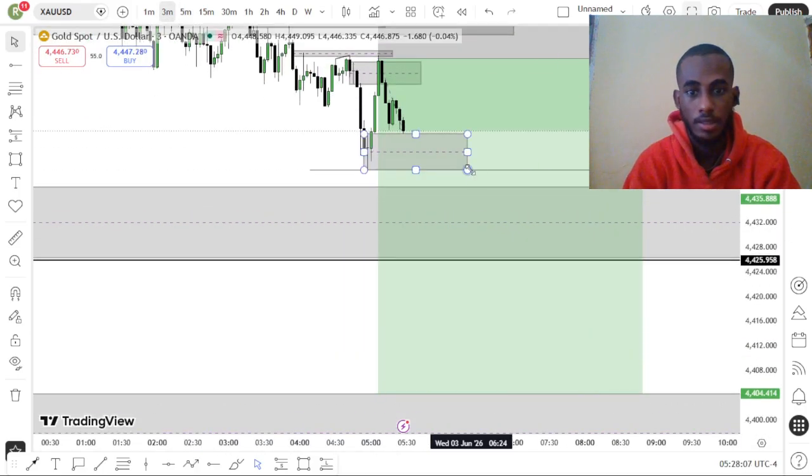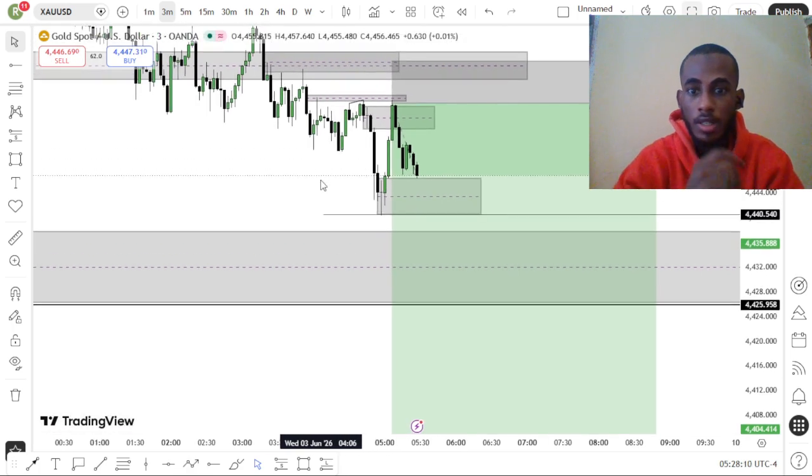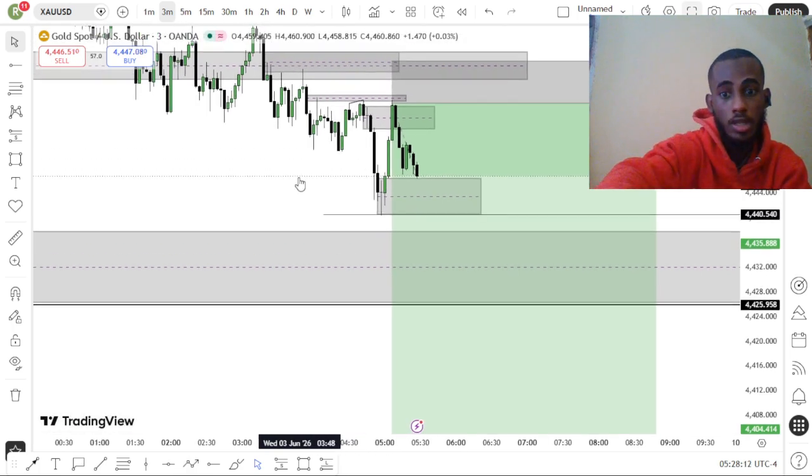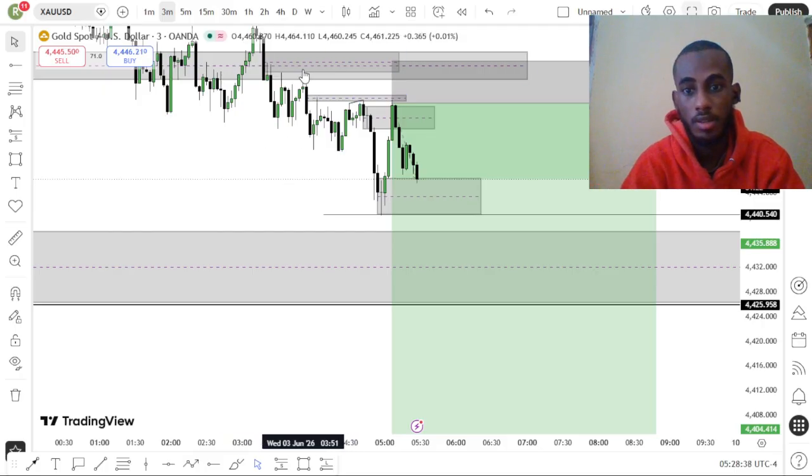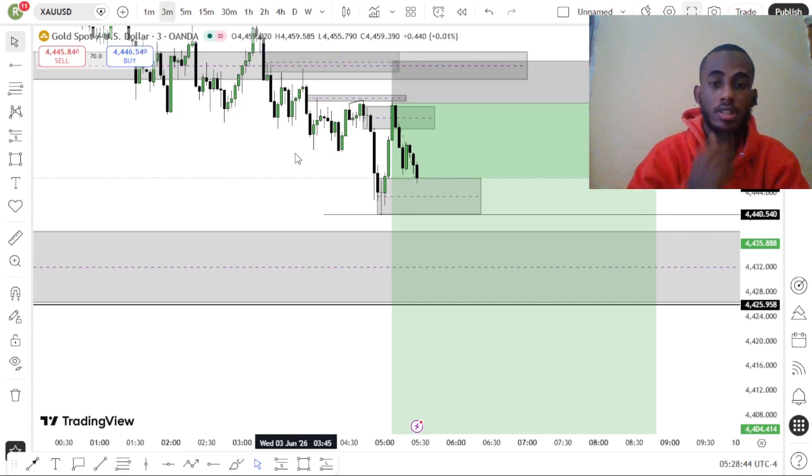As we can see clearly right here, we have this supply zone, and it is aligned with an imbalance zone, right? Which the market reacted the first time, second time. So I waited for the market to touch the strong supply zone the third time, which is when I entered my position there.